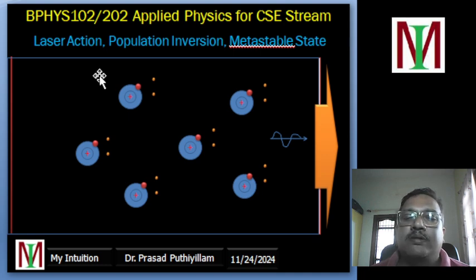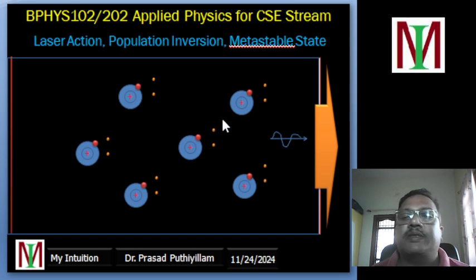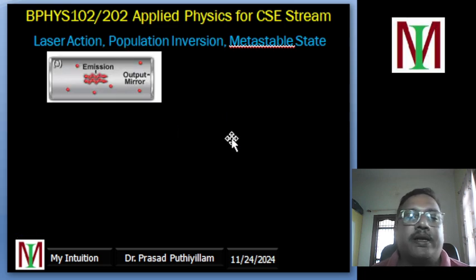Understood? Okay, so this is roughly, schematically, how the laser works. If I take a better example, imagine this is the stage in which two mirrors are there, one called the output mirror, and there are atoms where emissions are happening. Emission means the movement of electrons and photons, represented here.